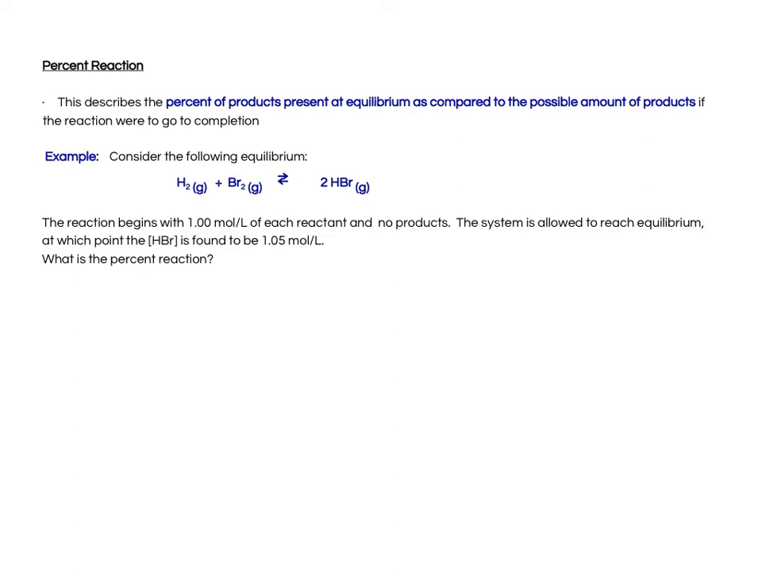So let's start out with a simple example, remembering, of course, that for percent reaction we're measuring how much HBr was made relative to the amount in an optimal circumstance where the reaction were to go to completion. So let's read through the question. It says, the reaction begins with 1 mole per liter of each reactant and no products. The system is allowed to reach equilibrium, at which point the concentration of HBr is found to be 1.05 moles per liter. What is the percent reaction? All right, so let's take a minute to just make sense of this.